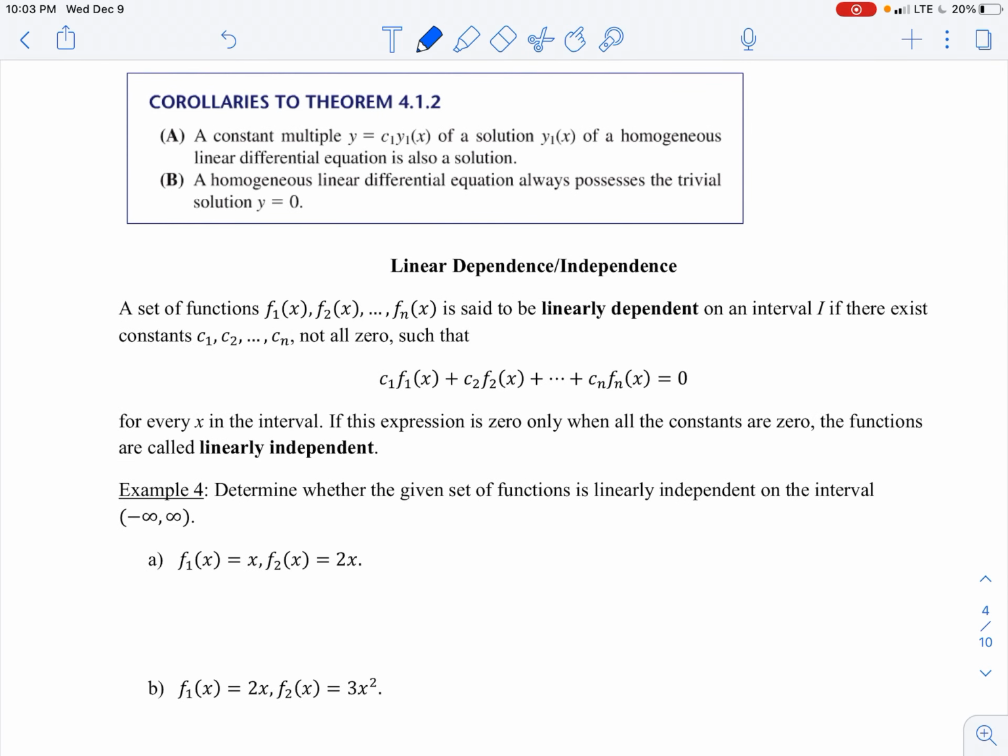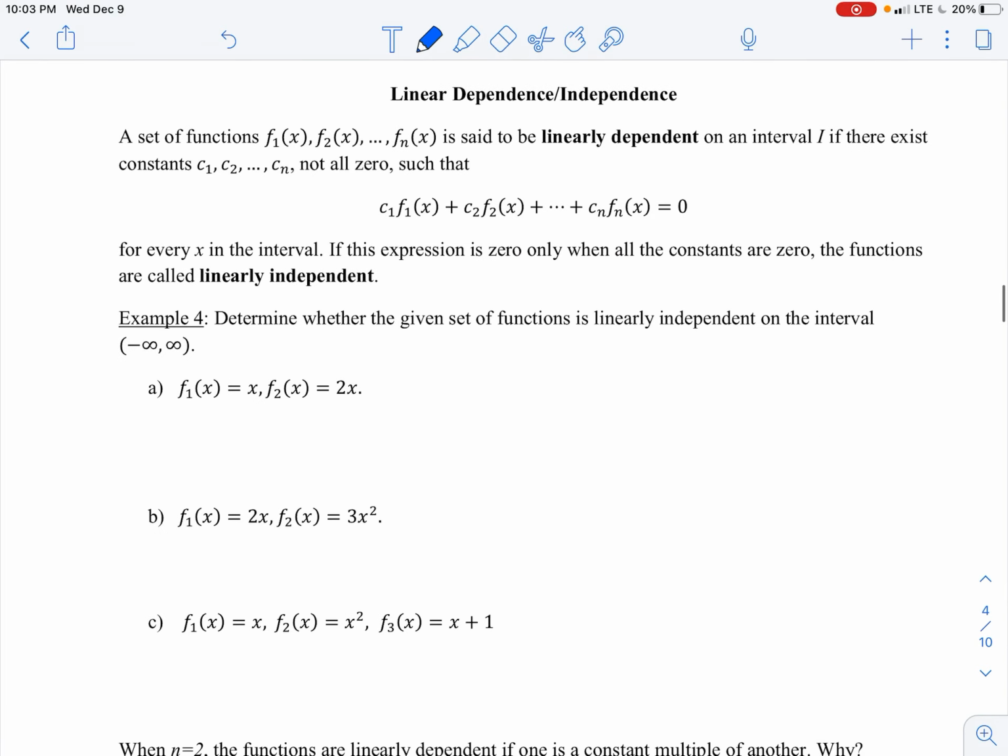Alright, so next we're going to talk about linear dependence and independence. A set of functions f sub 1, f sub 2, f sub n of x is said to be linearly dependent on an interval I if there exist constants c sub 1, c sub 2, c sub n, not all 0, such that when we add all those functions together, multiplied by those constants, we get 0 for every x in the interval. If this expression is 0 only when all the constants are 0, then the functions are called linearly independent.